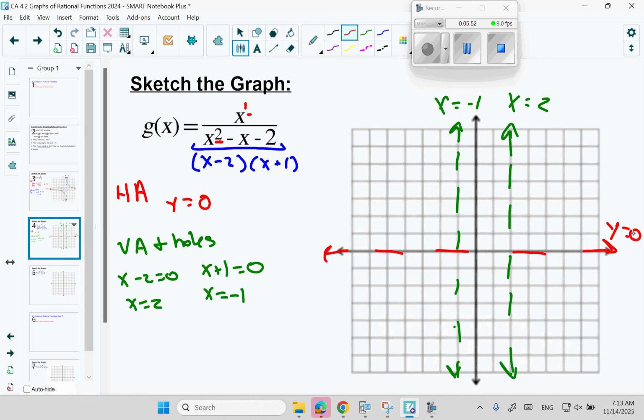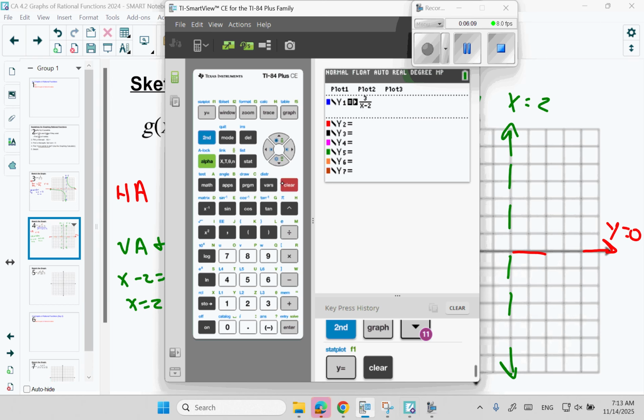Now here, I can see that my graph has 2 vertical asymptotes. So I'm going to need to graph some points to the left here, in the middle, and to the right. So I'm going to need to break it up into 3 sections, which should happen naturally if I look at my graph.